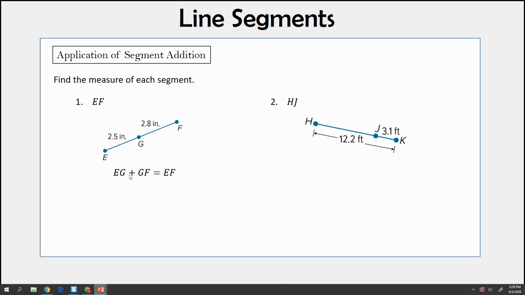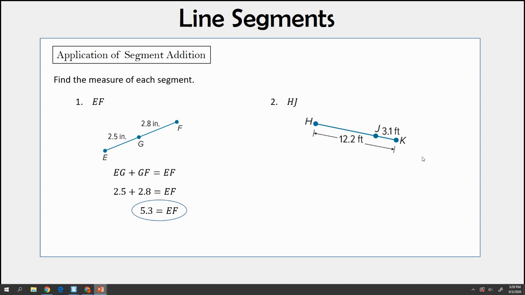All right, so for EG I substitute in 2.5, and again this represented a number, so I can replace it with a number, plus G to F, which is 2.8, has got to equal E to F, which is what we're trying to find. So now I've got a nice simple mathematical statement. If I add 2.5 and 2.8, I'm going to get the length of EF, and that's 5.3. So E to F is 5.3.